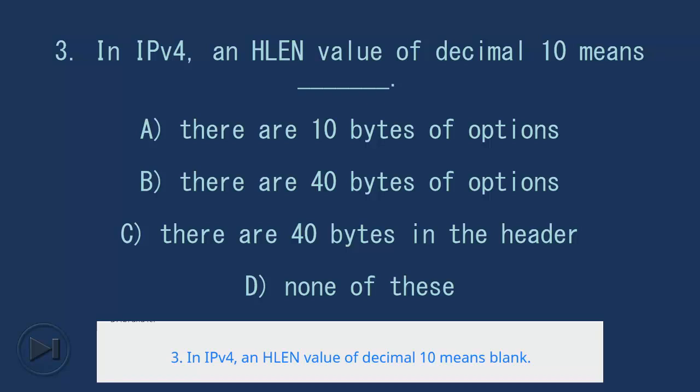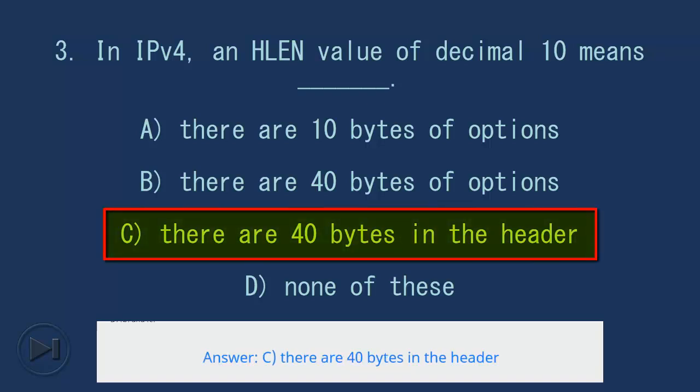3. In IPv4, an HLEN value of decimal 10 means blank. A. There are 10 bytes of options. B. There are 40 bytes of options. C. There are 40 bytes in the header. D. None of these. Answer, C. There are 40 bytes in the header.